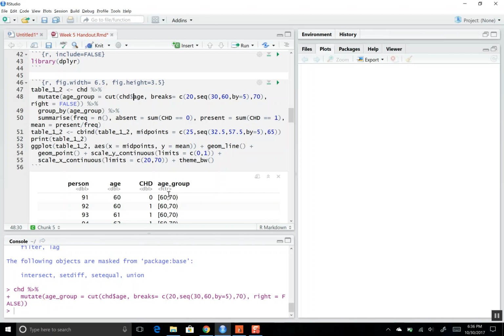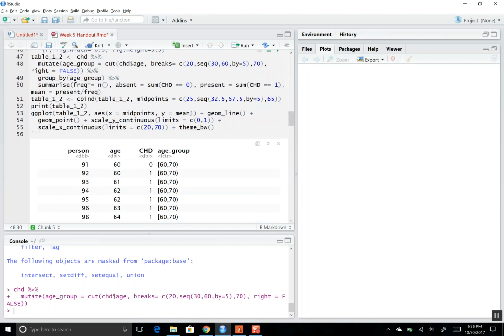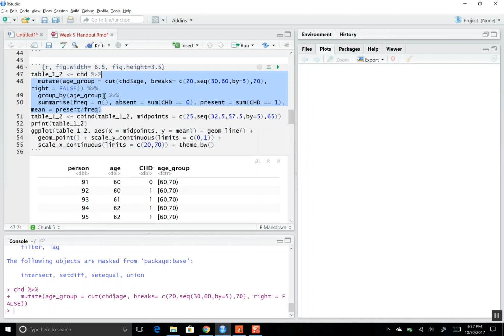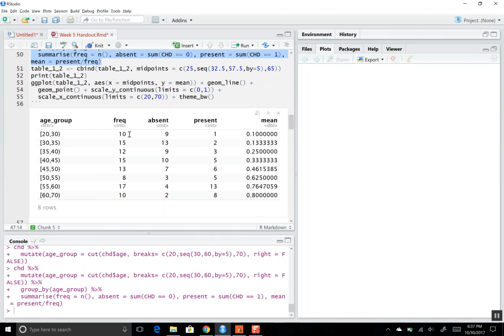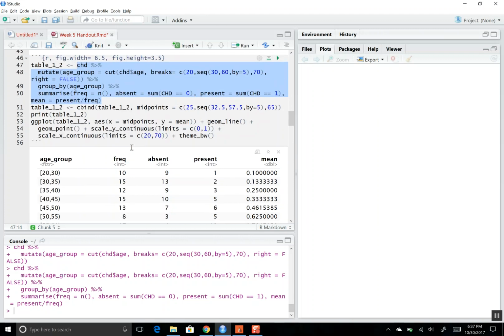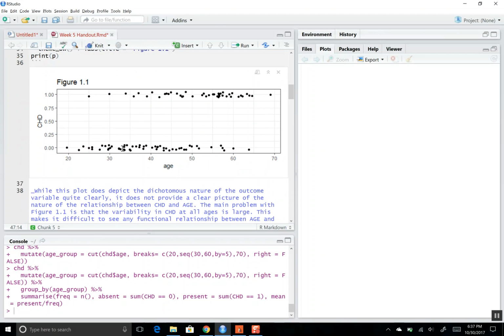Then, using the age groups, we'll do group by age group, and then we will summarize this by counting how many have coronary heart disease, how many do not have it, and creating a mean of that. So between 20 and 30, there were a total of 10 people. Out of those 10, 9 did not have it and 1 did, so our mean is 0.1. Between the ages of 30 and 35, there were a total of 15, and of those, only 2 had it.